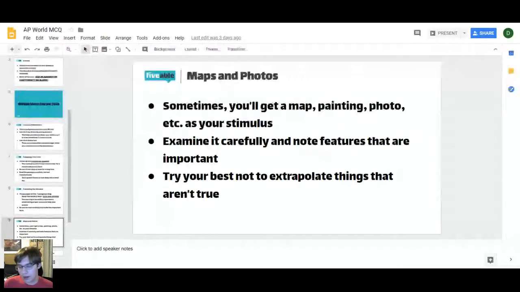Oh, they paint this because of this. But also try your best not to extrapolate things that aren't true. Don't think that just because there's a rose bush in the background of a small painting, it means something grand and huge. They're not going to ask about something tiny. They're going to ask about the source specifically and the meat of it. So yeah, let's get back to these.